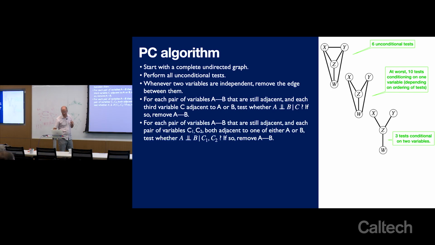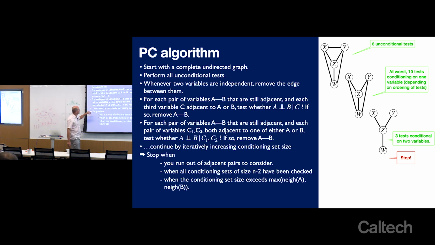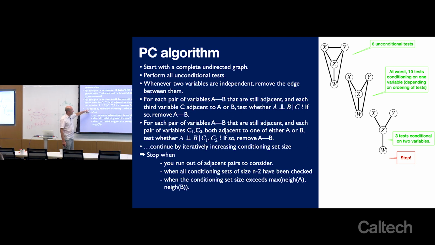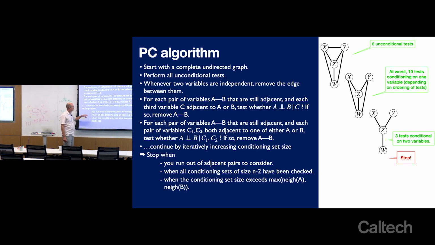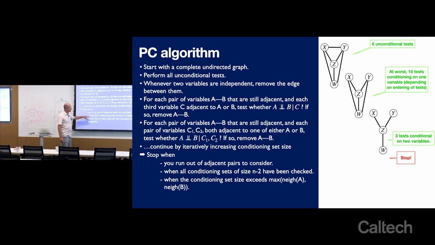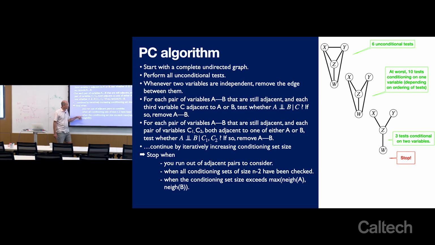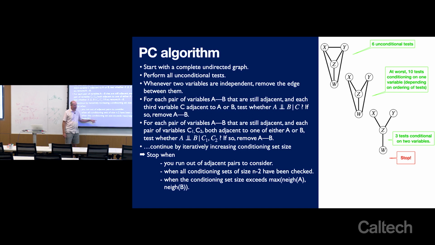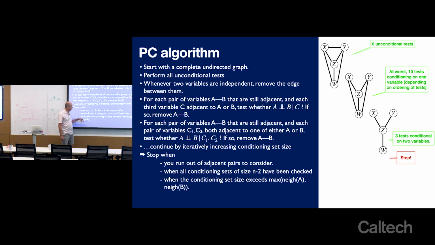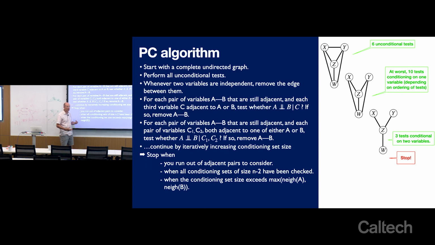Okay, so what you do next, you continue by iteratively increasing the conditioning set size, just as we did before, but you stop when either you run out of adjacent pairs to consider, when all conditioning sets of size n-2 have been checked, or when the conditioning set size exceeds the maximum of the number of neighbors of A or of B. Those are the three rules for when to stop looking.